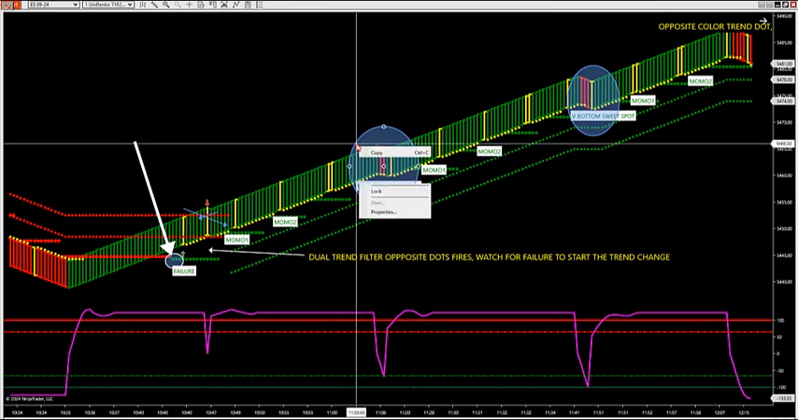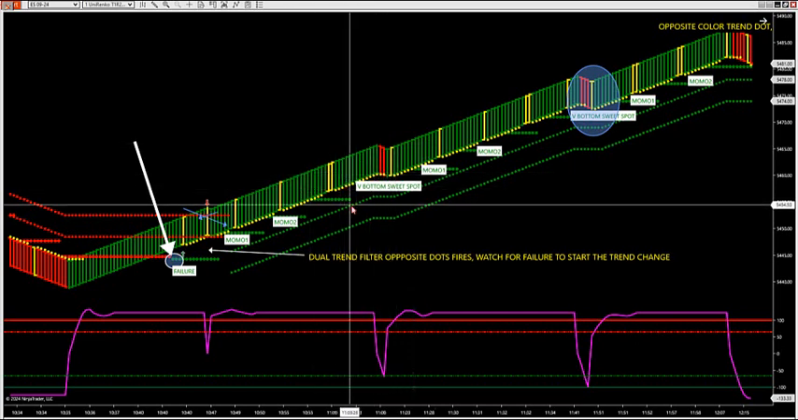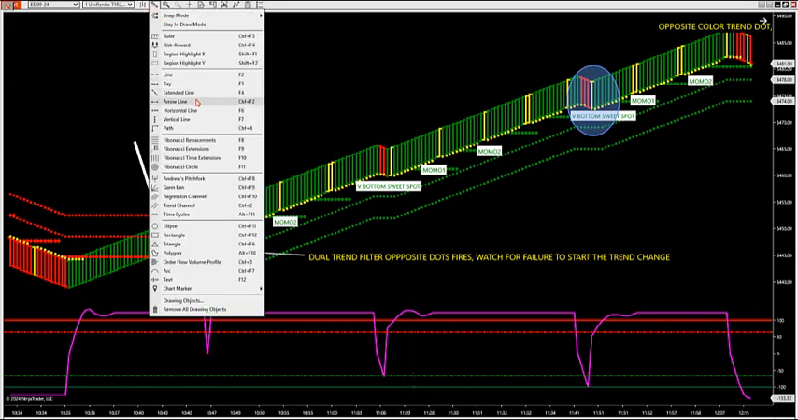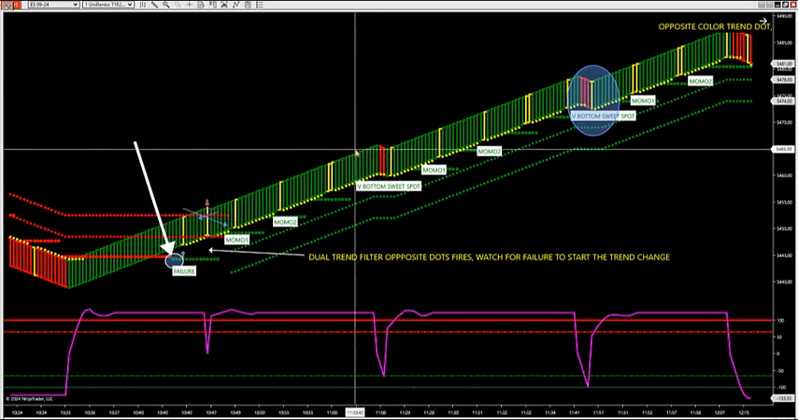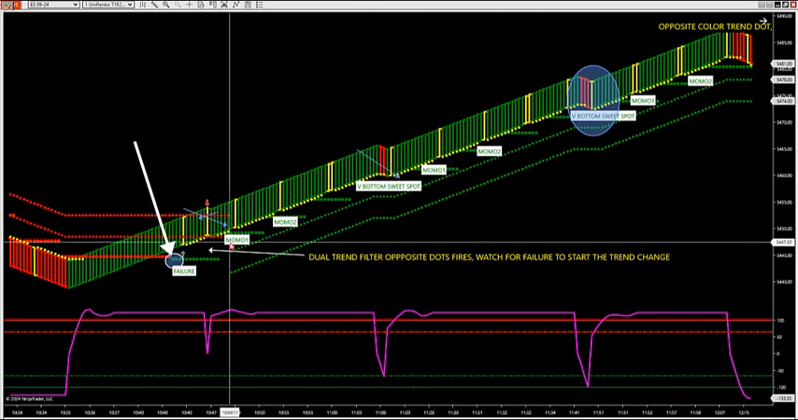A V bottom is categorized as this. You have a normal V bottom and you have a sweet spot V bottom. A V bottom is when you are rallying, green green, and you get a retracement. You get an opposite color candle that's going against trend. This is where the counter trend traders get taken to the woodshed. It's a pause in the market. Usually this pause happens at pivot levels.